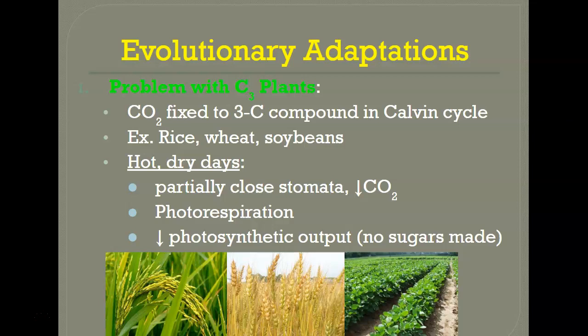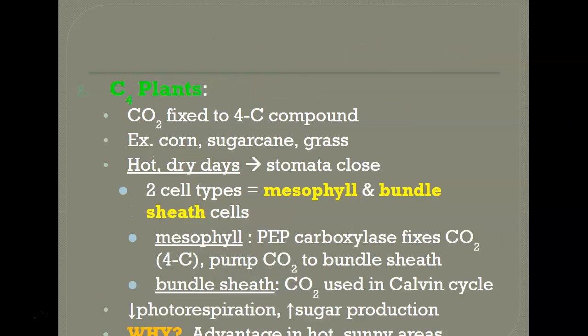So some plants have kind of evolved a way around that, and those are called C4 plants. So instead of being fixed to a three carbon sugar like traditional plants are, they are bound to a four carbon compound. Things like this include corn, sugarcane, grass. So what ends up happening on a hot, dry day is the stomata close, and inside the plant tissue are cell types called mesophyll, which we talked about before, where all the chloroplasts live. And there's also something called a bundle sheath cell. And the idea here is that the enzymes in the mesophyll have a super high affinity for carbon dioxide. So they really love carbon dioxide.